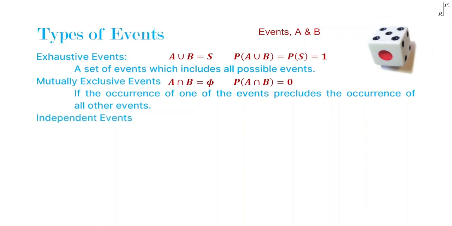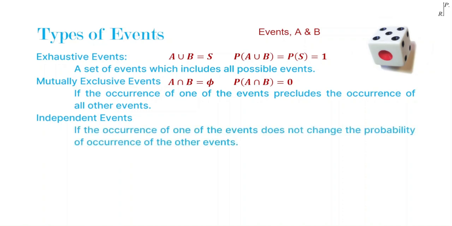The next is an independent event, where the occurrence of one of the events does not change the probability of occurrence of another event. Such events are called independent events. Let's consider throwing the dice 2 times. In that case, the result of the first throw will have no effect on the result of the second throw. So, we can say that throwing a dice 2 times or throwing 2 dice are independent events.